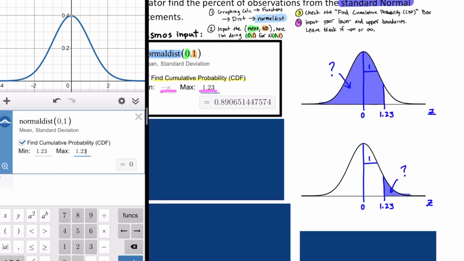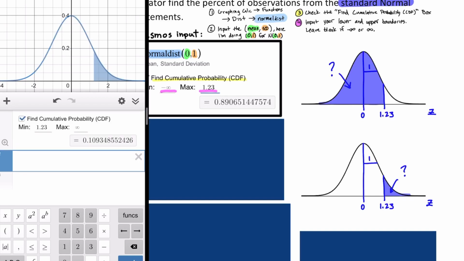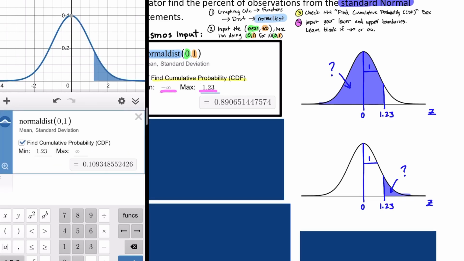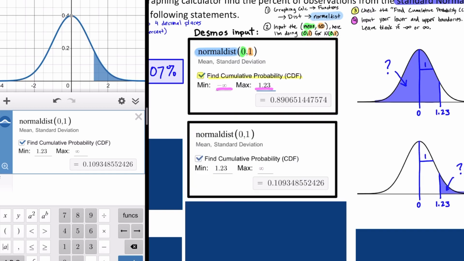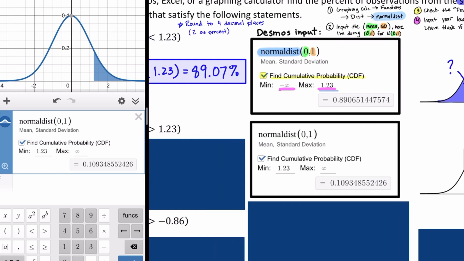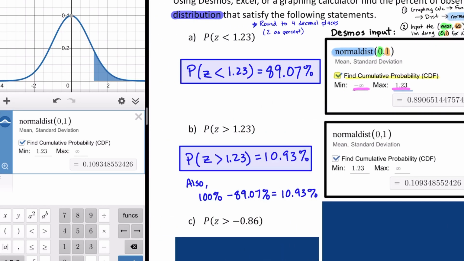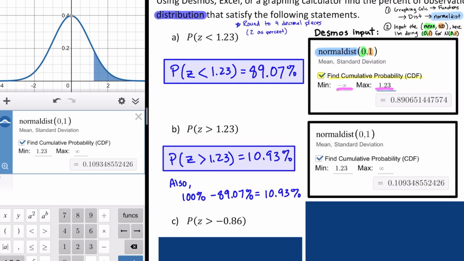So I'm just going to delete the maximum altogether, and when I tap out of it, you'll notice that there's now a gray infinity. So this is 0.1093, and that's the same thing that I got. So my answer is that the probability that z is greater than 1.23 is 10.93%.